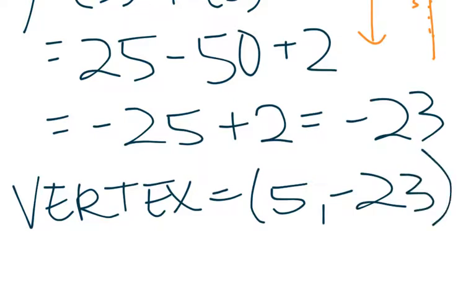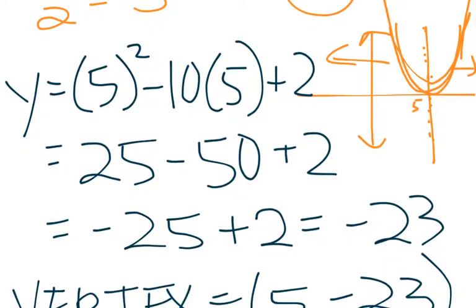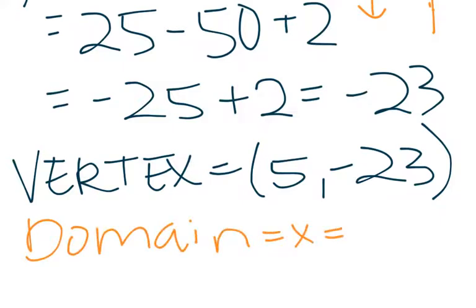So that's the first two parts. It also wants us to find the domain and range. So the domain is all possible values for x. And as you can see with a parabola like this, even though we can't see it, it keeps going and going and going. And even though it might take forever for it to extend all the way in either direction, it will eventually get there. So the domain is x equals all real numbers. Okay?